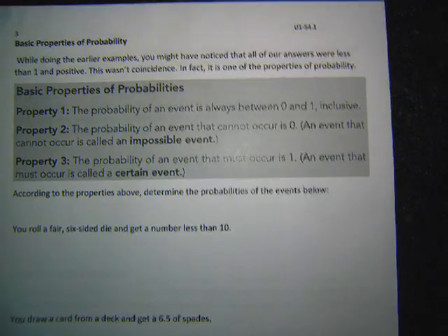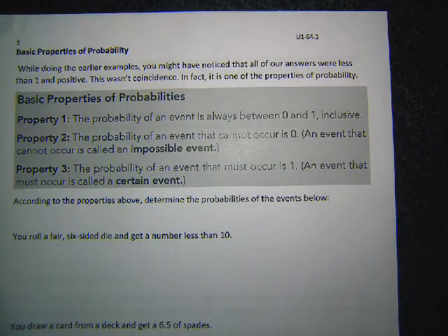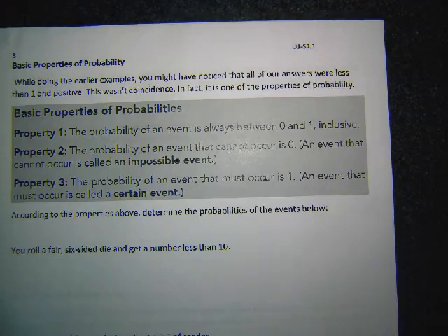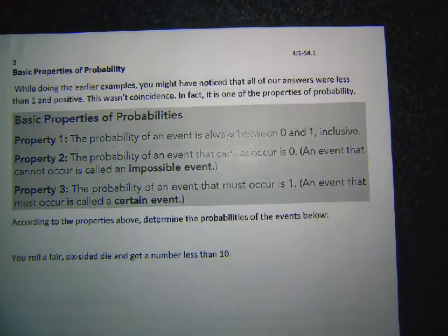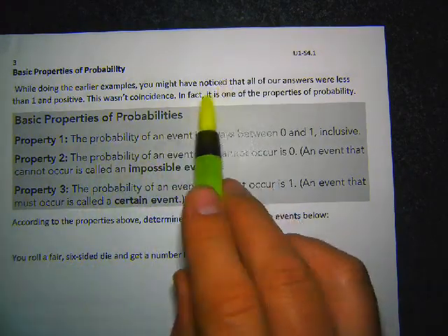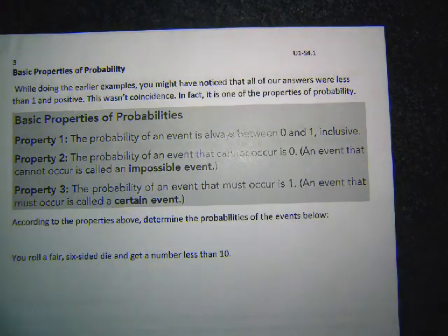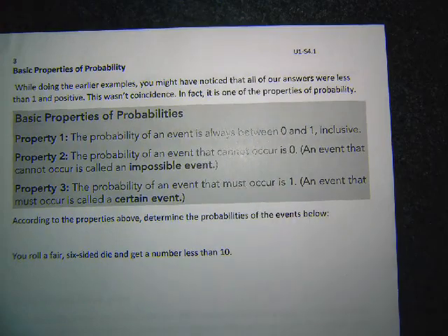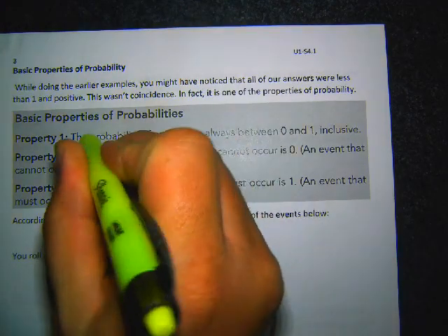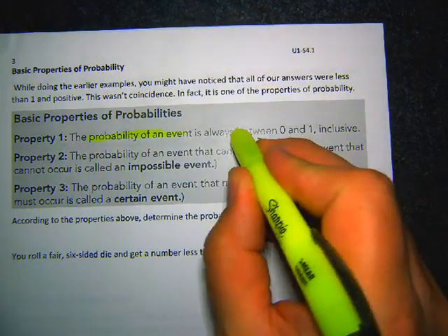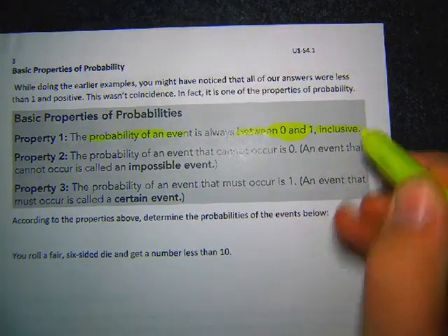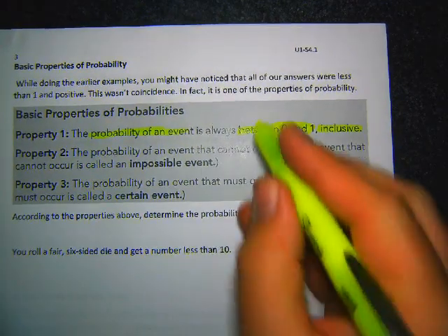Okay. So that's kind of the basic idea of finding some probabilities. But let's talk about some of these properties, some of the principles of probability. So first off, while doing these examples, you might have noticed that all of our answers were less than 1 and positive. That's not coincidence, not random chance. It's a rule. The rule is that the probability of something is between 0 and 1, inclusive. It's possible to have 0 and 1 be the probability, but that's the rule.